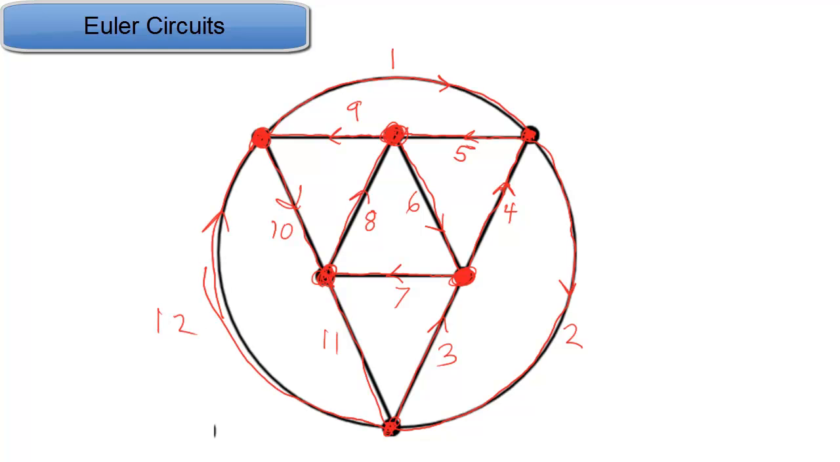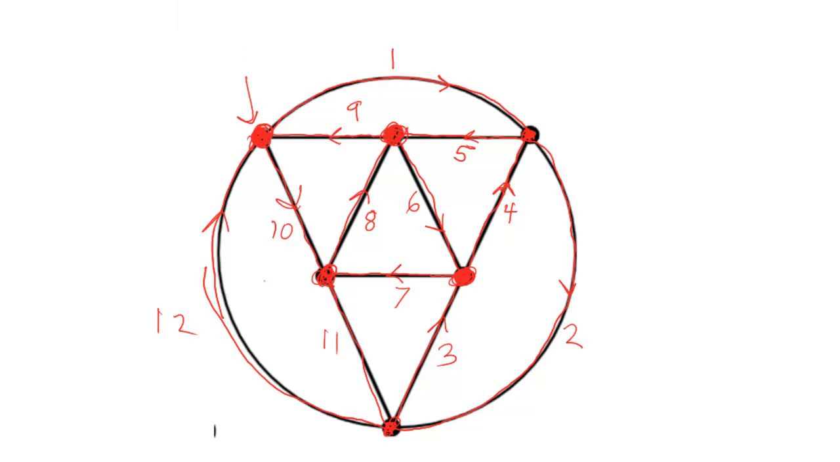And now we're back at our starting point, right? Which was this one right here. So here we've constructed an Euler circuit. This is the sequence of distinct edges. There are 12 such edges, and we've used every single edge exactly once. We never had to repeat an edge.